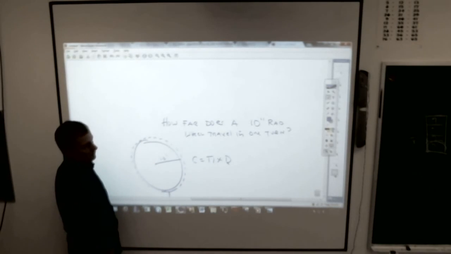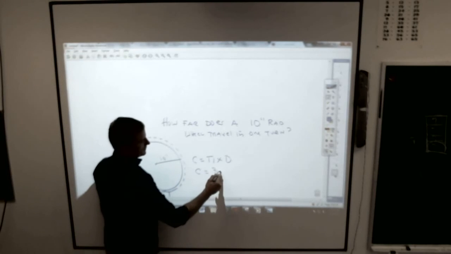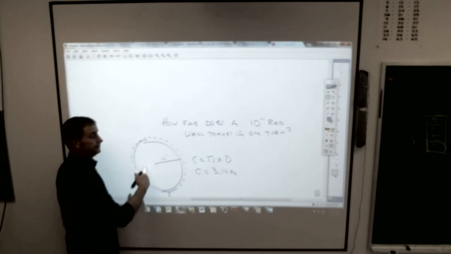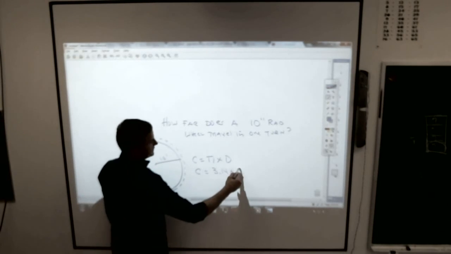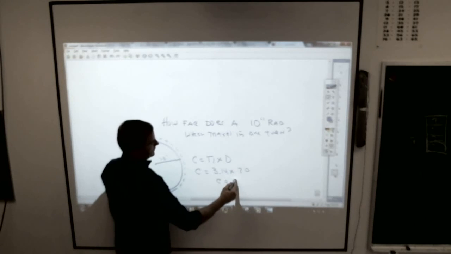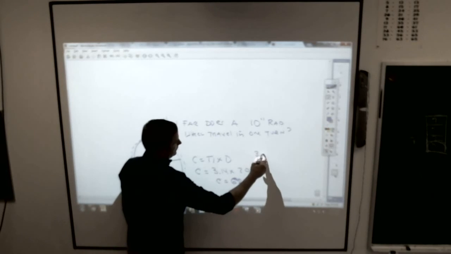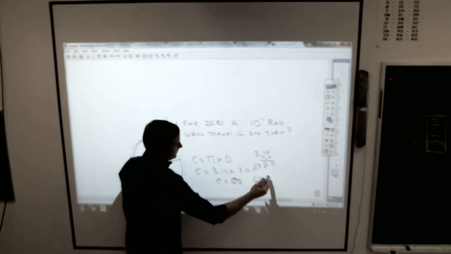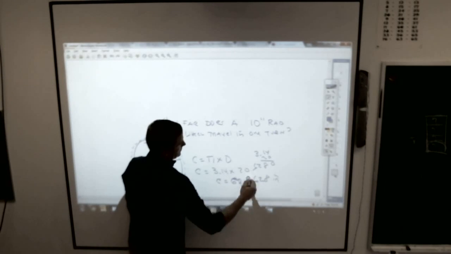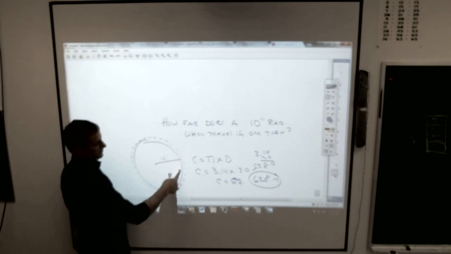Now would I use the fraction or would I use the decimal here? Since this is not a multiple of 7, I would probably use the decimal. Circumference equals 3.14. What's the diameter? Abram? 20, because the radius is 10. And you multiply that out and you get 62.8 inches. So if you have a 10-inch wheel, in one turn it would go about 5 feet.